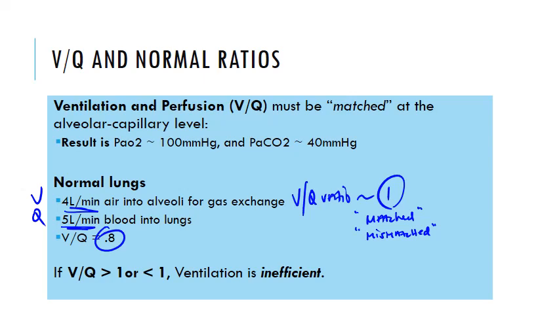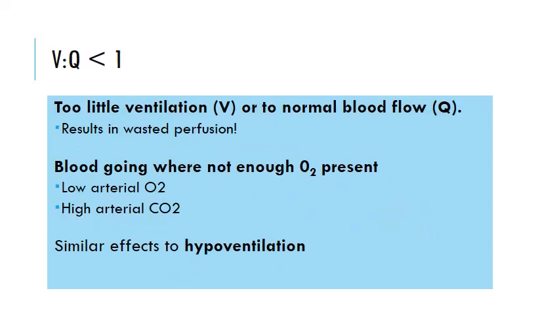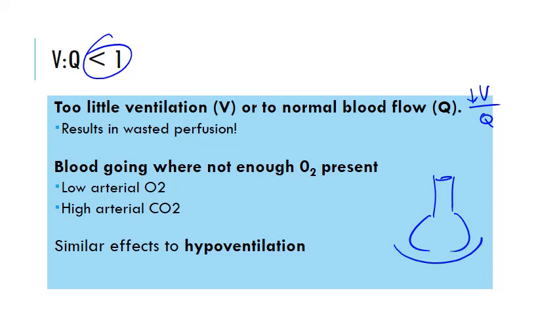So let's see how the V to Q ratio can become abnormal. When the V to Q ratio is less than 1, this means that there is a lower ratio of ventilation to perfusion. In basic terms, this means that blood flow to the alveoli is normal. Let's draw this really quickly. Here we have a nice alveoli, and here we have a pulmonary capillary. So we've got V and then Q.